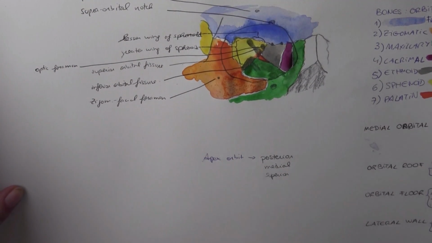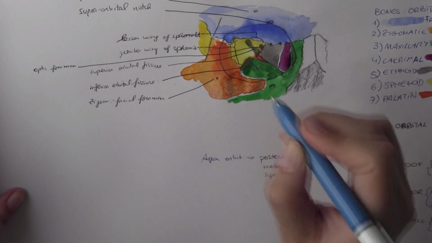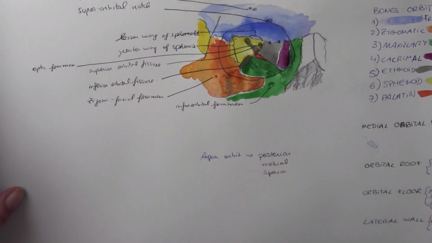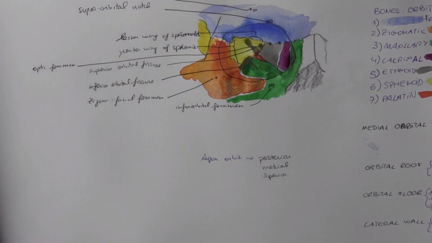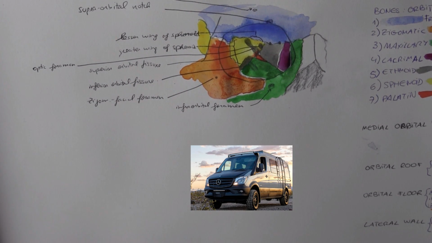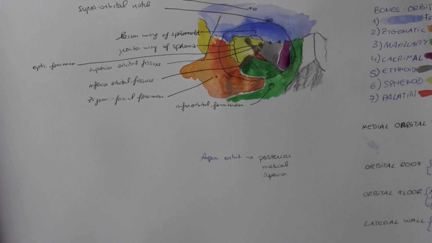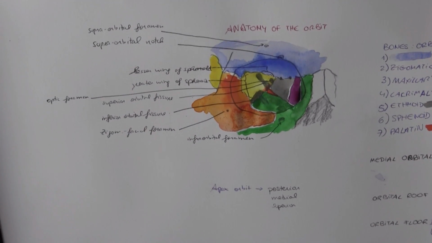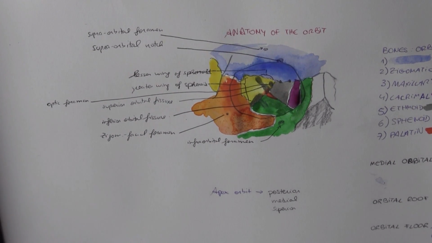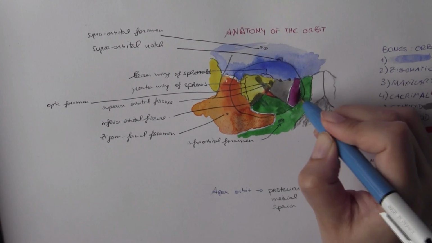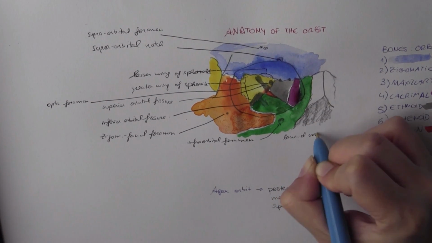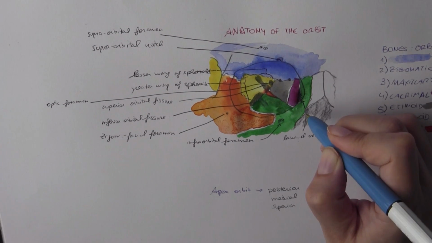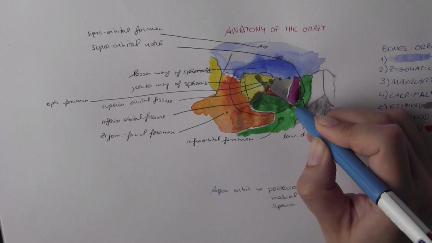There are 5 foramina in the orbit. Number 1, anterior ethmoidal foramen, which carries the vein, artery, and nerve with the same name. You can memorize it as VAN. So it carries the anterior ethmoidal vein, artery, and nerve. Number 2, posterior ethmoidal foramen, which carries the VAN of the same name. Number 3, optic canal or optic foramen, which carries the optic nerve and ophthalmic artery.